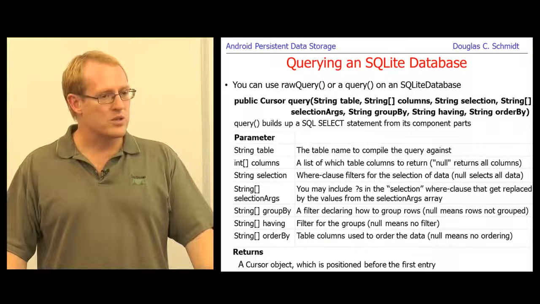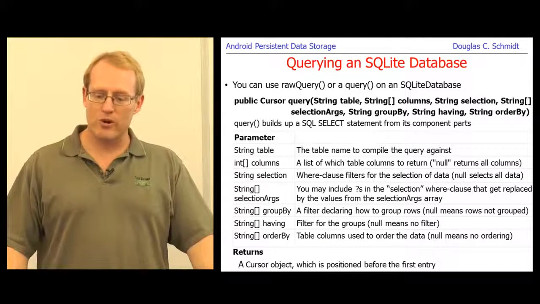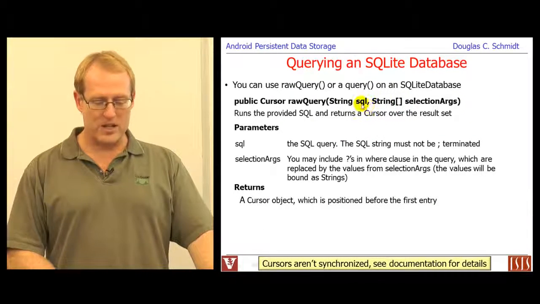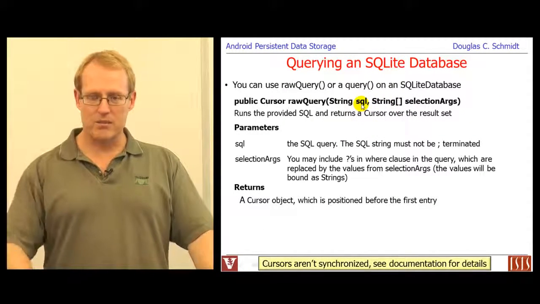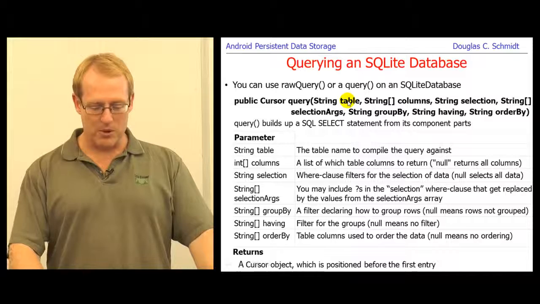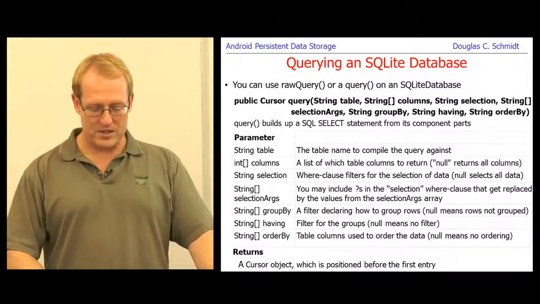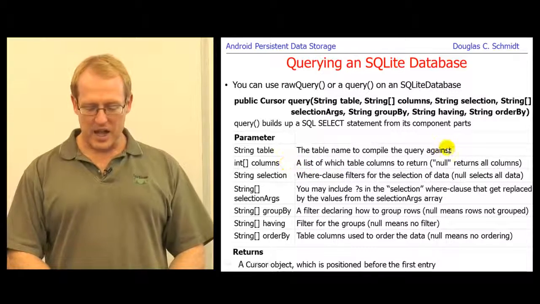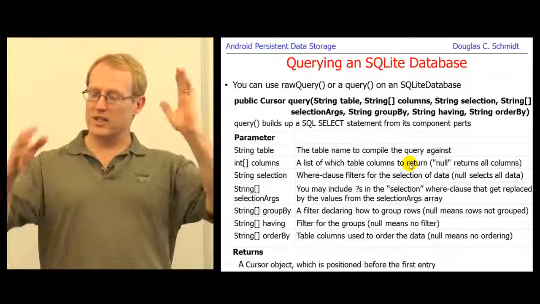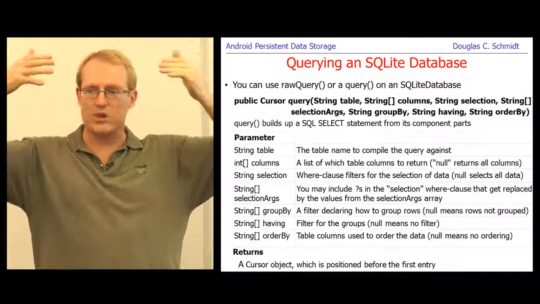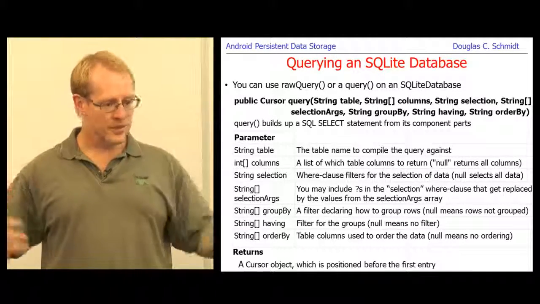You can also use query. So there's raw query and there's query. And as you can see, raw query is pretty straightforward. It just takes a string and the selection args as a second parameter. Query has a lot more stuff going on here. You pass in the table that you want to be querying against, and then you pass in things like the columns, which basically will let it go ahead and select out of a database that may have many columns. You can pull out just the ones that you're interested in.